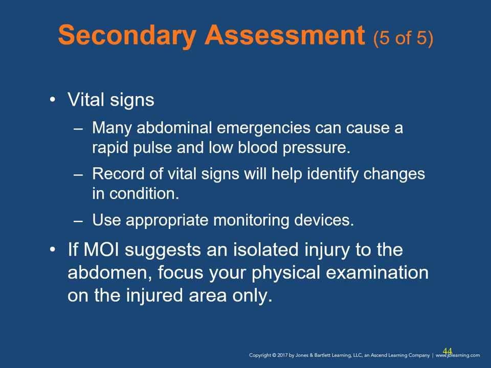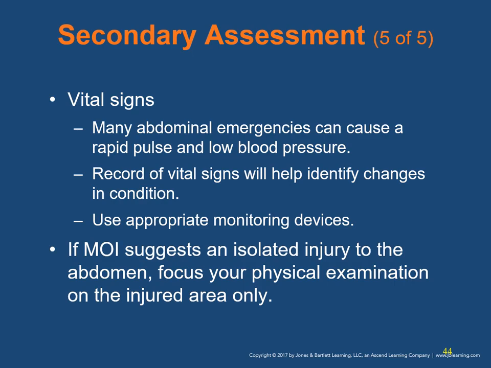Obtain vital signs. Many abdominal emergencies can cause a rapid pulse and low blood pressure. Your record of vital signs will help you identify changes in the patient's condition. Use appropriate monitoring devices when available, such as pulse oximetry and non-invasive blood pressure devices. It is recommended that you always assess the patient's first blood pressure manually with a sphygmomanometer and a stethoscope.